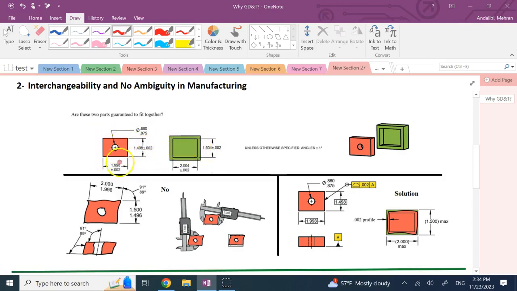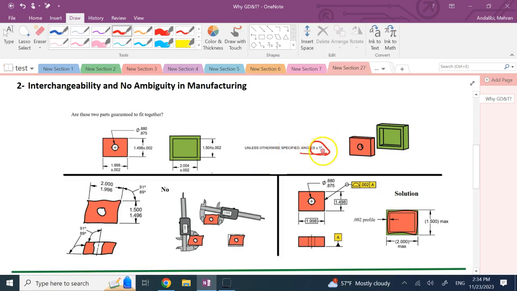All of these angles are made perfectly, because here in our general tolerance note, we say all dimensions, let's say, are in inches, and the angles are plus minus 1 degrees unless otherwise specified.